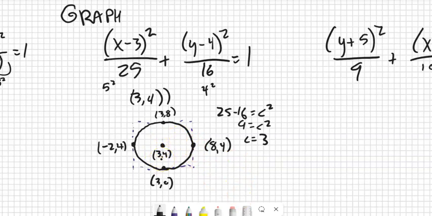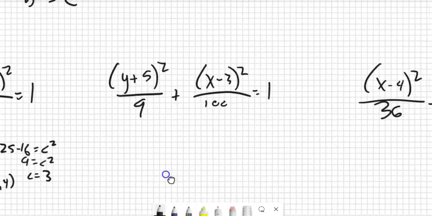So over 3, 1, 2, 3. I'm going to add 3 to the x value. So 6, 4. Back 3, 1, 2, 3. I'm at the point 0, 4. There's a sketch of that. Do a couple more here.